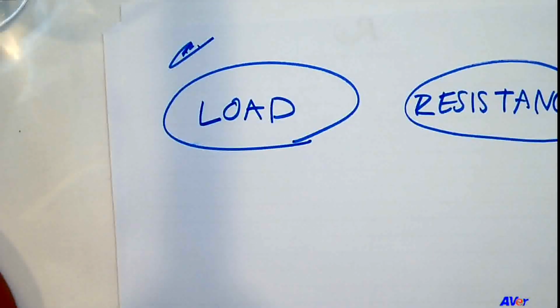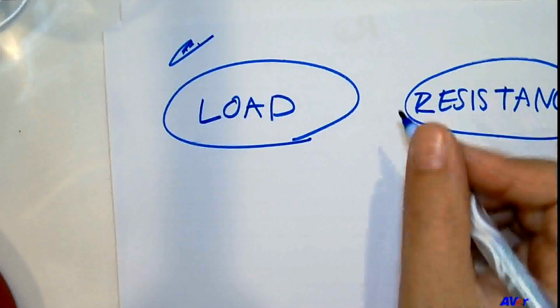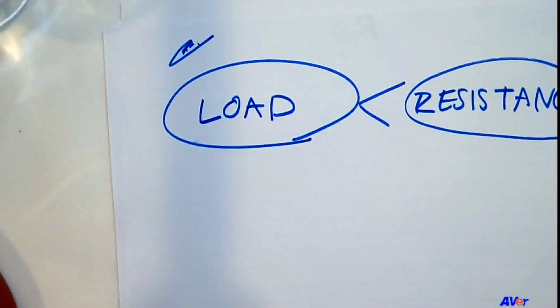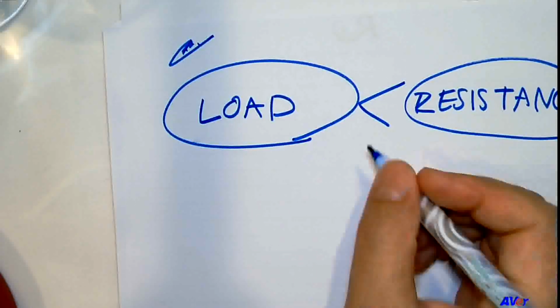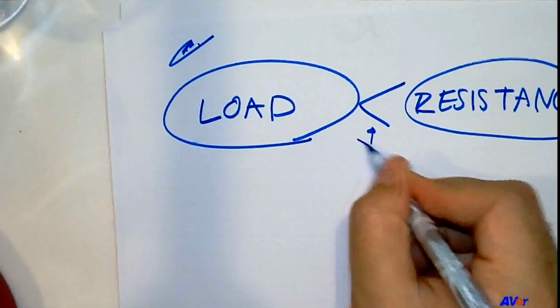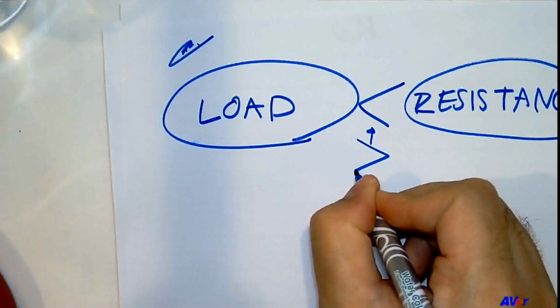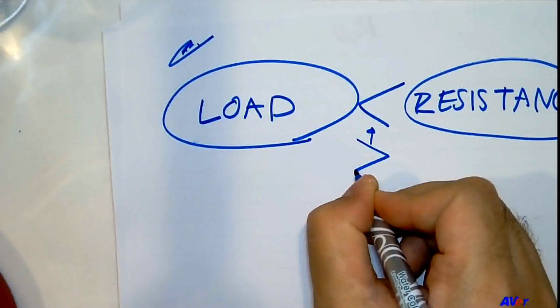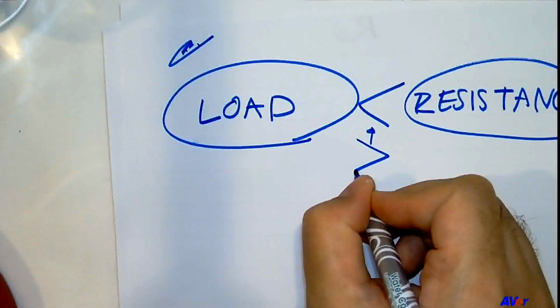On both sides, we need to approximate. But our job, our simple job as an engineer, is just to make sure that the resistance side is always greater than the load side, right? If this operation is on the opposite like that, oops, right? We cannot allow that to happen.